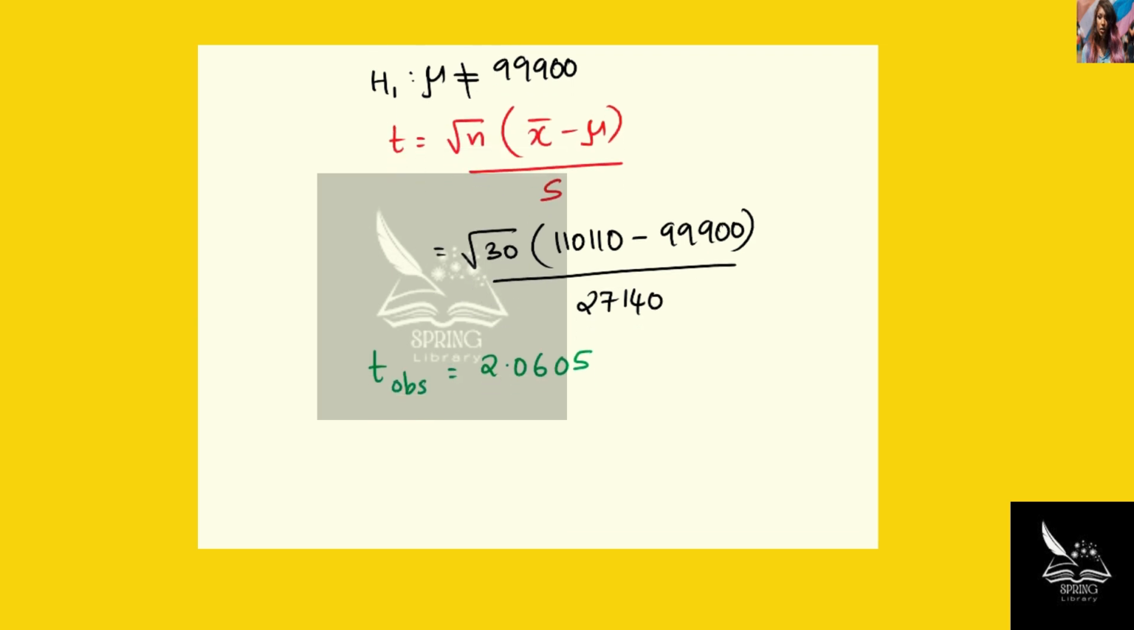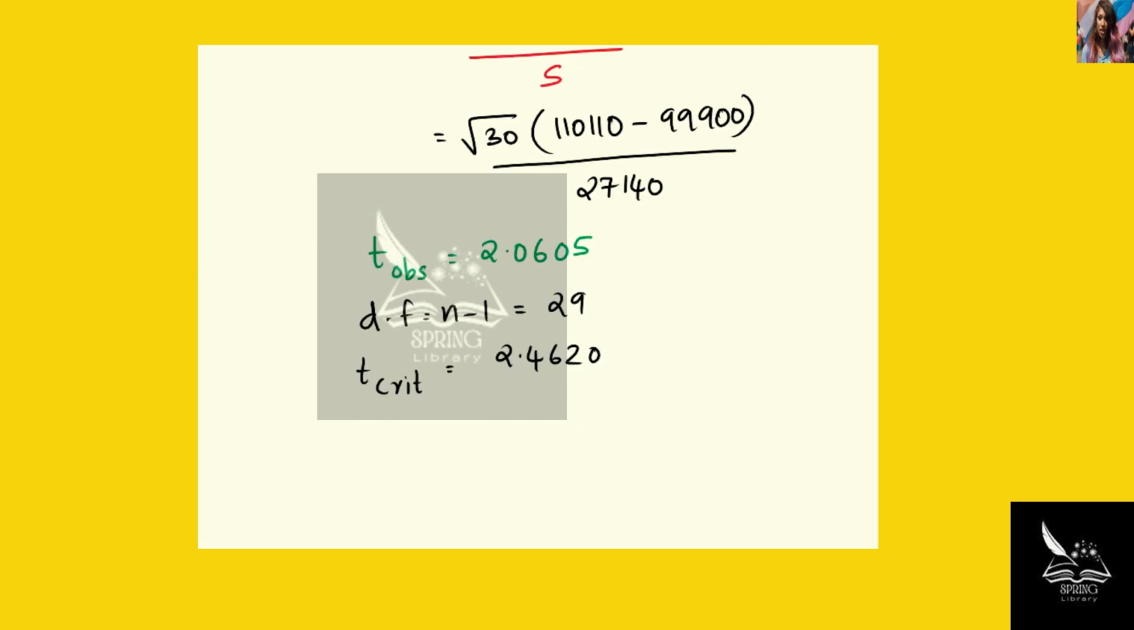Here, degrees of freedom is n minus 1, which is 30 minus 1, 29. Therefore, the critical t-value corresponding to the test statistic and degrees of freedom is 2.4620. Using the critical value approach, the observed test statistic is less than the critical test statistic. Therefore, here we reject H naught.